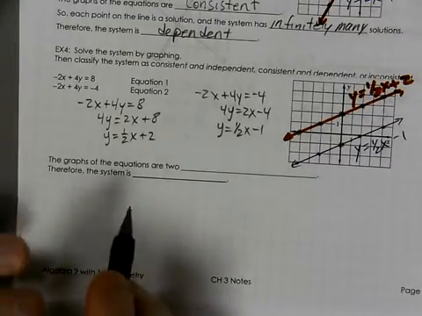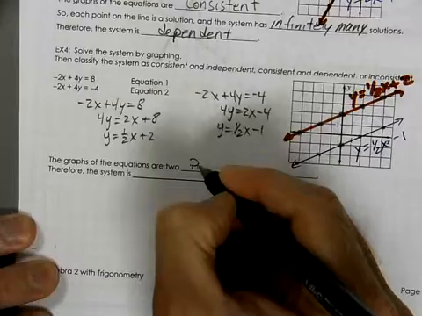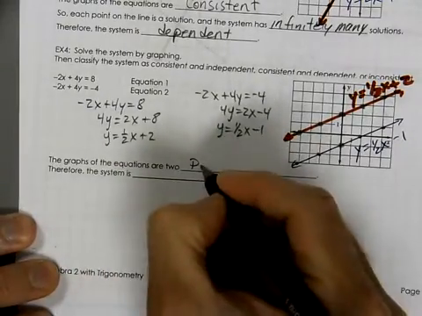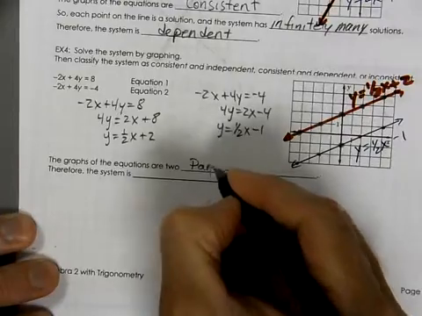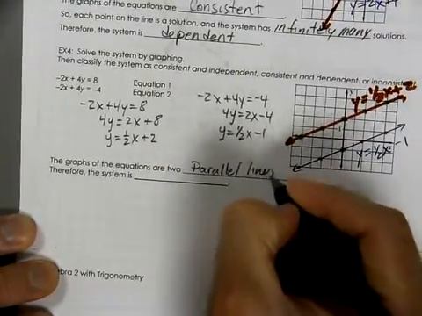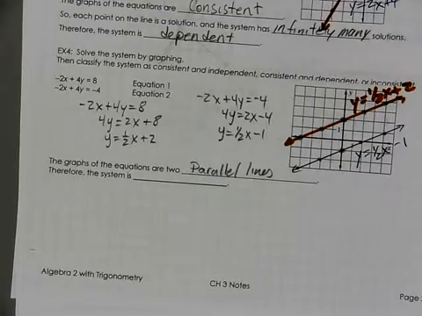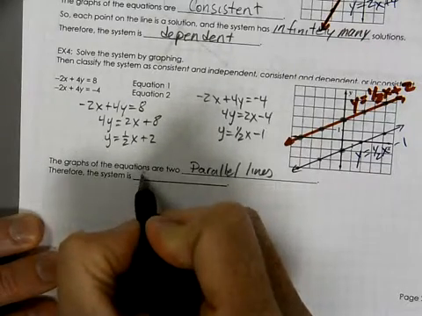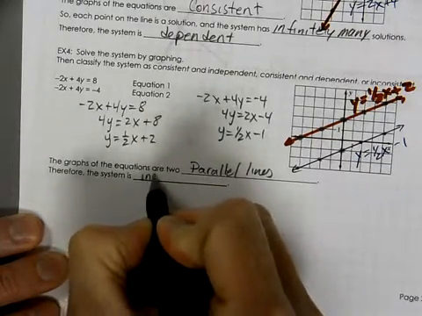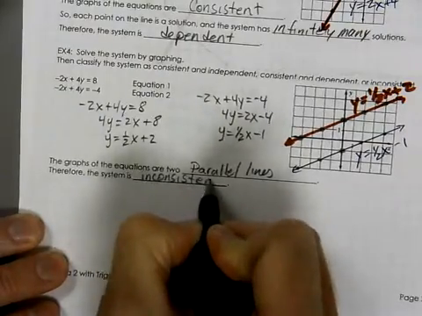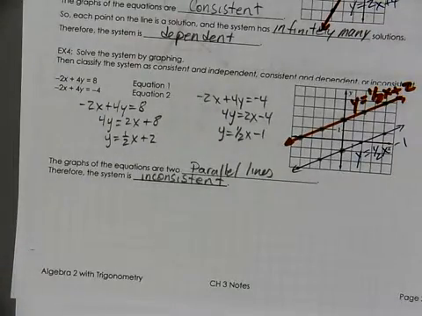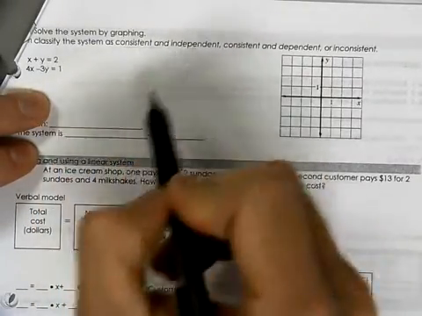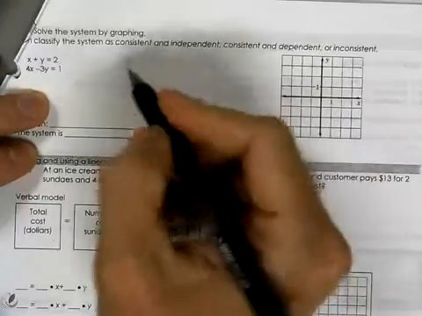The two graphs of the equations are two parallel lines. Therefore, the system is inconsistent. On the third page, we're looking to see if they are consistent and independent, consistent and dependent, or inconsistent.